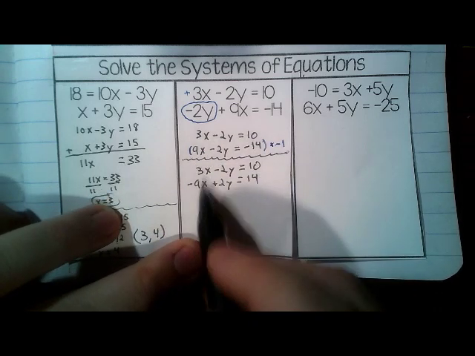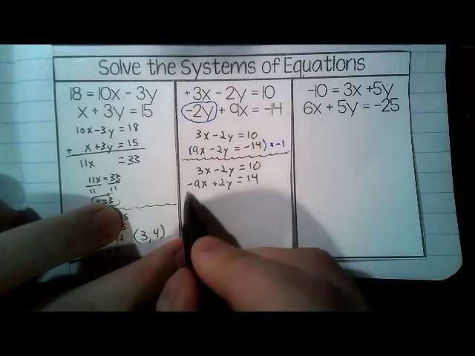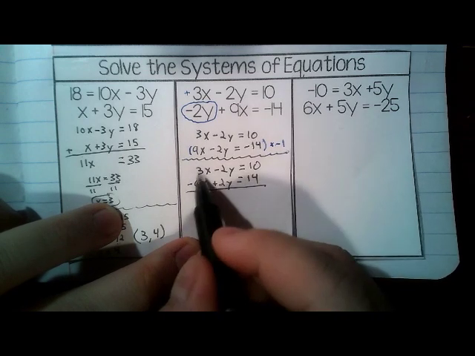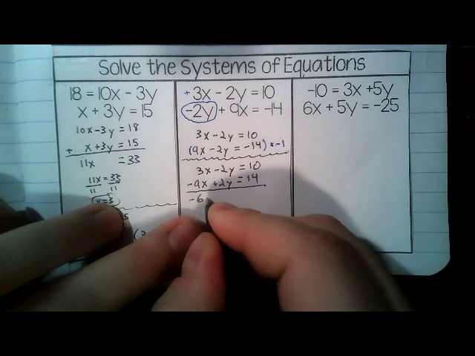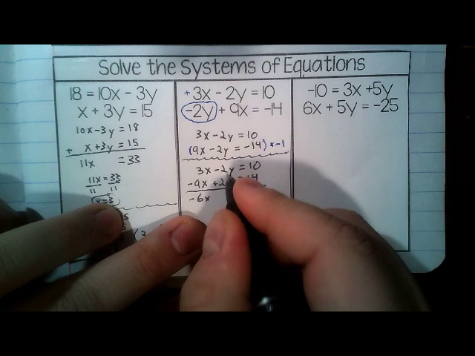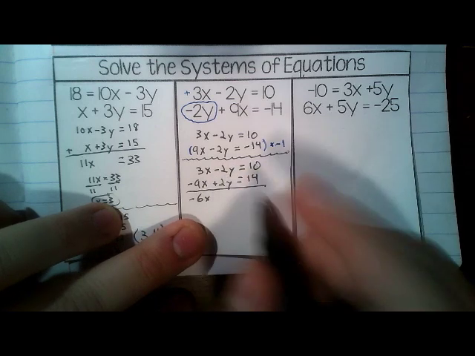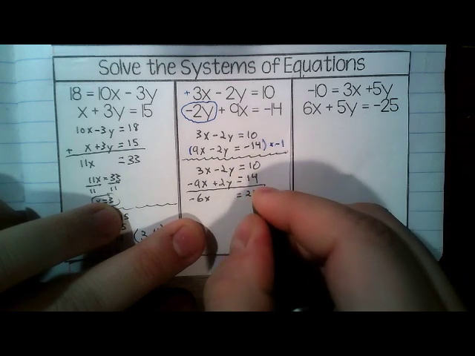So now that I have these two, everything's lined up. I can add them together. 3x plus negative 9x is negative 6x. These two cancel. That's the point, right? Equals 24.